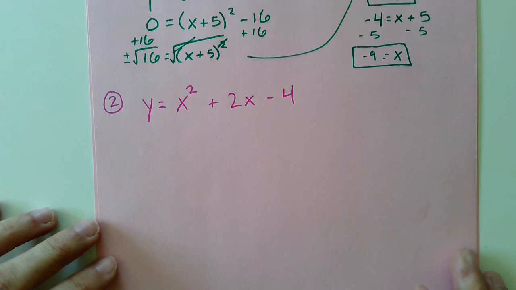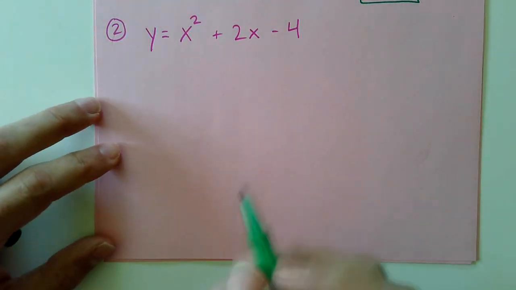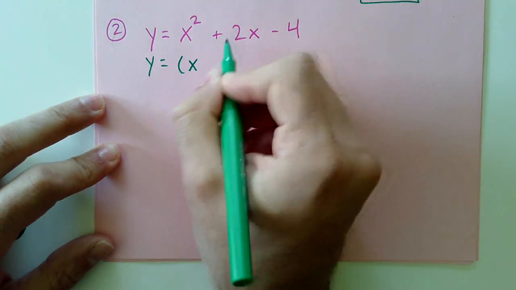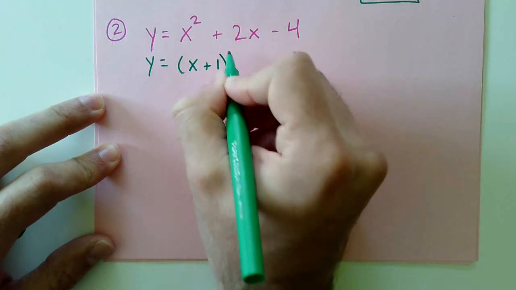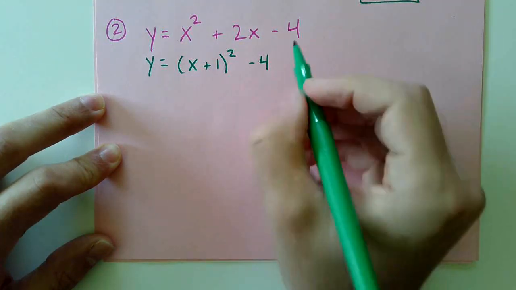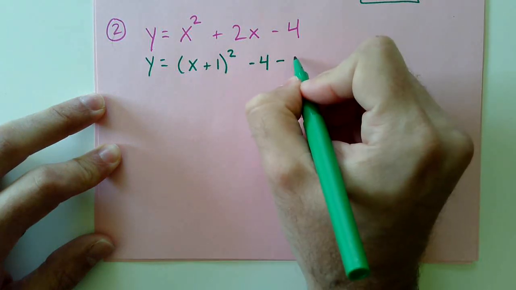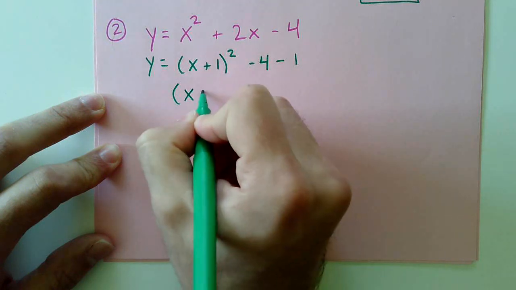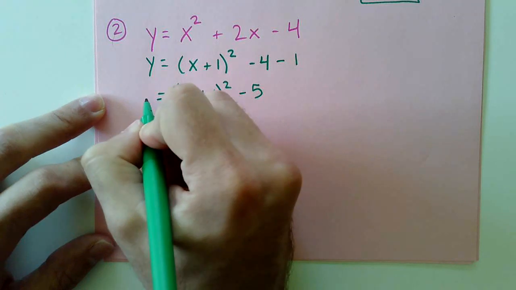Let's look at our second equation. y equals x squared plus 2x minus 4. I'm going to start by completing the square. So I'm going to have x, I'm going to divide the middle term in half, so I'm going to have plus 1. And then kick my minus 4 to the back. And then I have to remember to subtract whatever this squared is. 1 squared is 1. So that's going to leave me with x plus 1 squared minus 5 equals y.